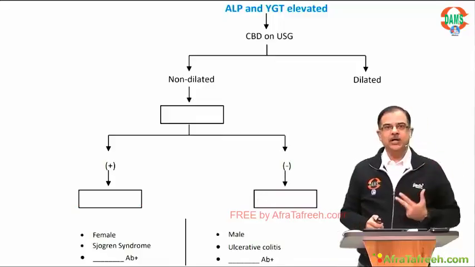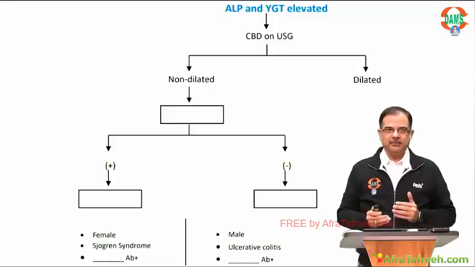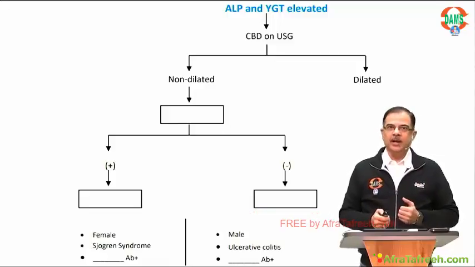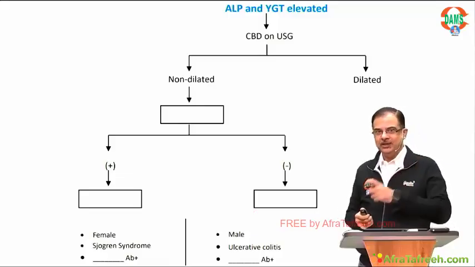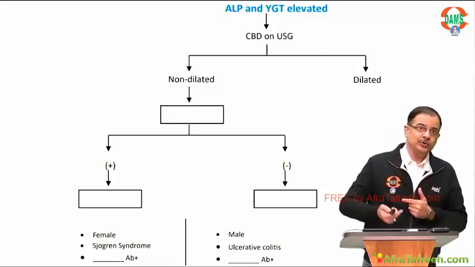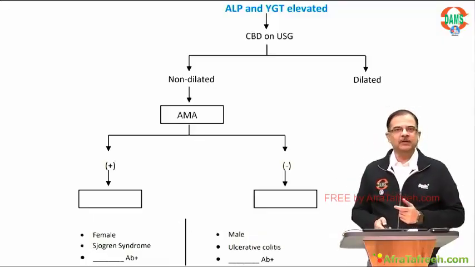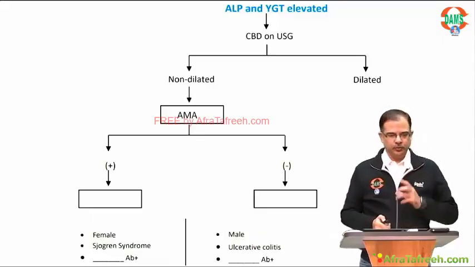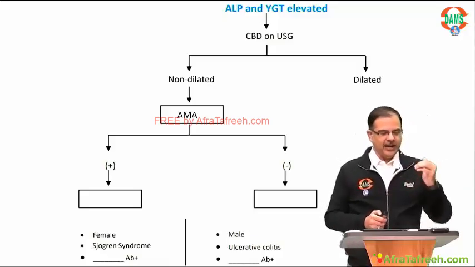There are two conditions where intrahepatic obstruction occurs, where the patient presents with obstructive features. One is primary biliary cholangitis, and second is primary sclerosing cholangitis. So to differentiate them, our next step will be antibodies. So we will go for anti-mitochondrial antibody, AMA.